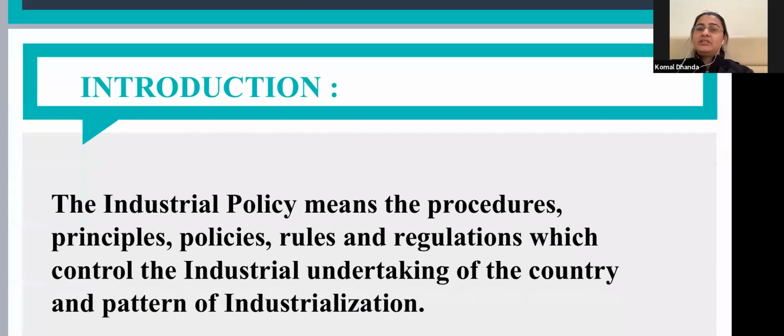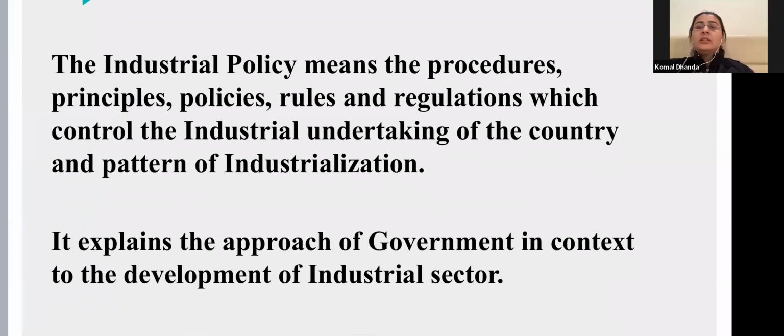First, let's understand what industrial policy is. Industrial policy means the procedures, principles, policies, rules, and regulations which control the industrial undertakings of the country and the pattern of industrialization. That means all the procedures, rules, and regulations which are formulated to control the industries in one particular country and what kind of pattern is to be followed, that is your industrial policy.